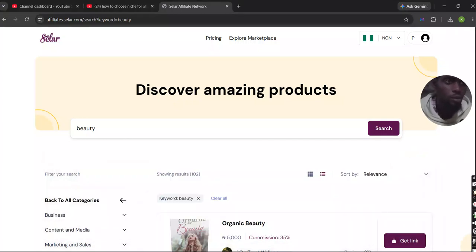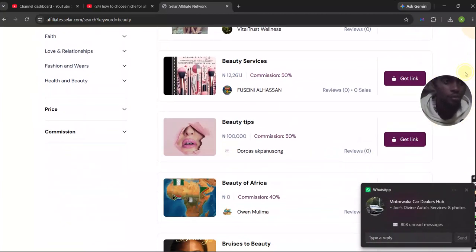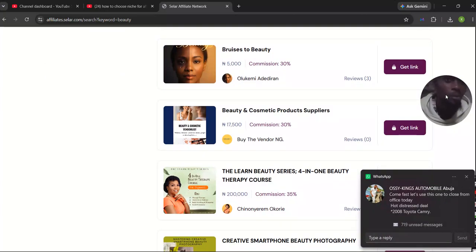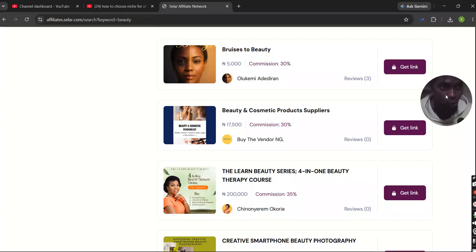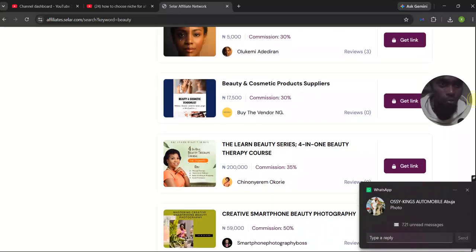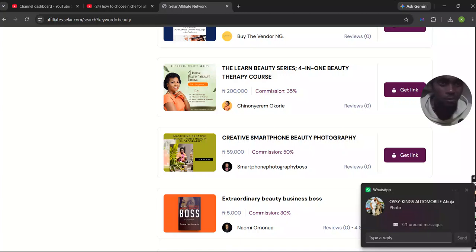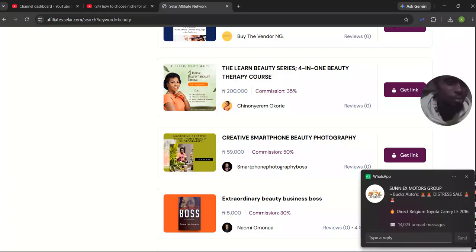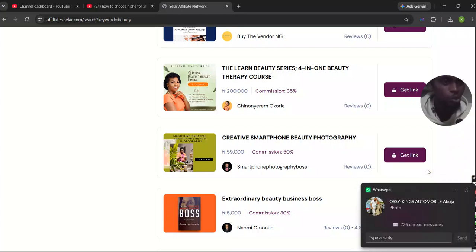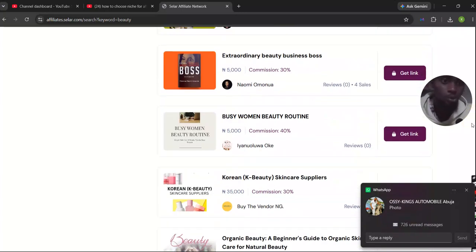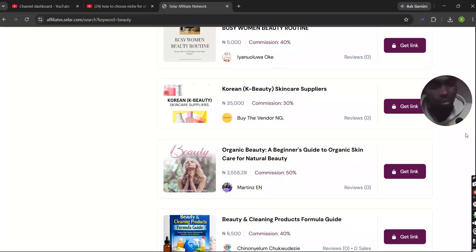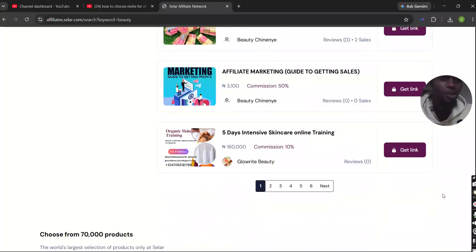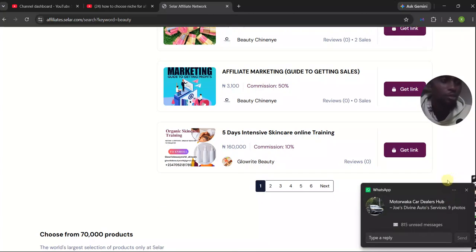Now you can see this. We have organic beauty, beauty service, beauty tips, beauty of Africa, bruises to beauty. Some of these might not actually be beauty products. I think bruises to beauty might be a storybook of some sort. What else do we have? Creative smartphone beauty photography. You see, this product is about $200, with about 35% commission. If you can promote something like that, it makes sense, right? These are some of the things you see, and I'm sure people are picking up one or two things for when you are doing your own research or when you want to sell your own product. So you should just make your research and make sure that you are doing it.